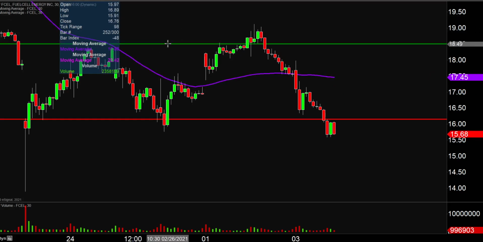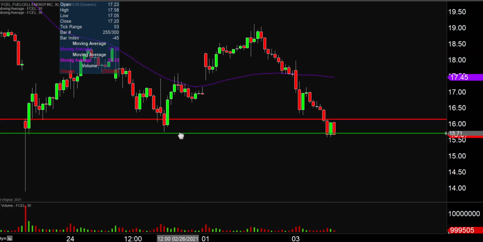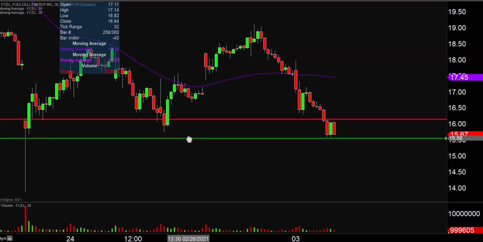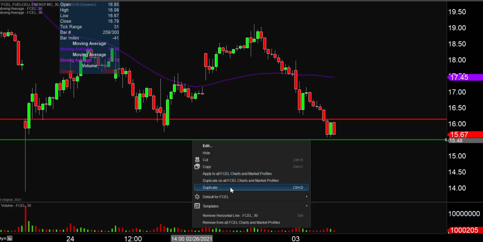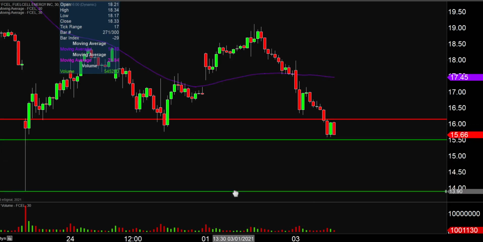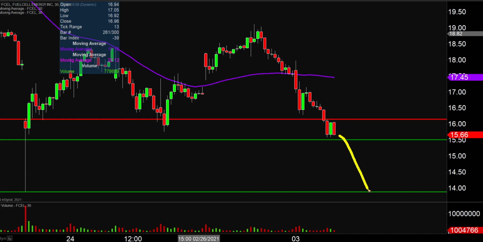As far as supports, things are a little sketchy right now because the price is kind of in no man's land. You have a little bit of support right here at 15.50, but if 15.50 does not hold up, then the next key level of support is not until down there around 13.90. Now, let me make this very clear. I'm not saying that if 15.50 fails, within 2 seconds it's going to go down there.